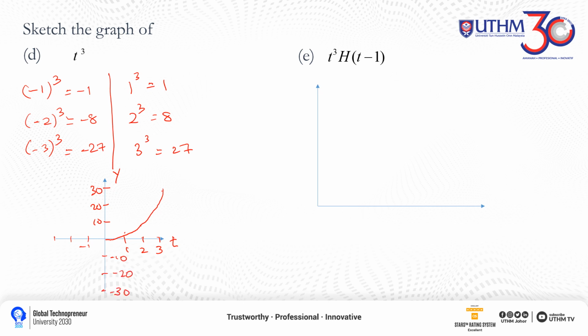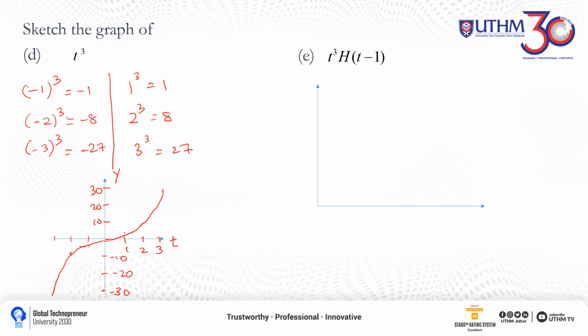For t equal to 2, I have negative 8. For t equal to 3, I have negative 27. So I can draw the graph like this. This is t power of 3. Okay, next, let's move to the next question, where t power of 3 is multiplied with the unit step function u(t minus 1).